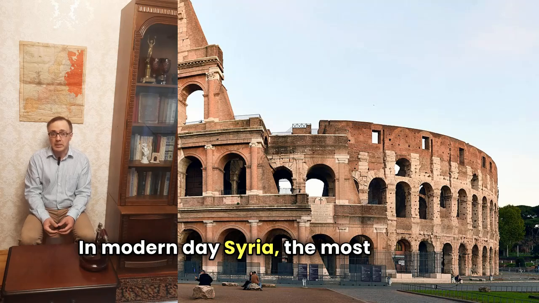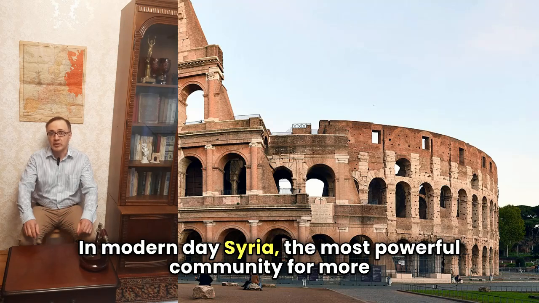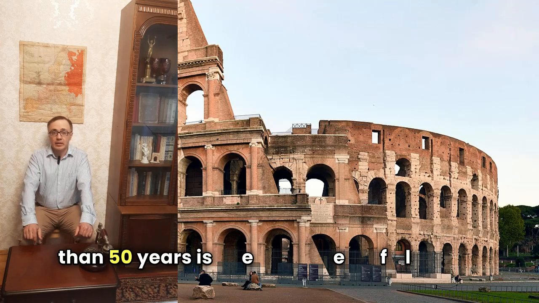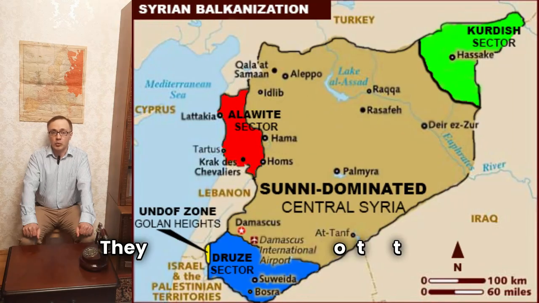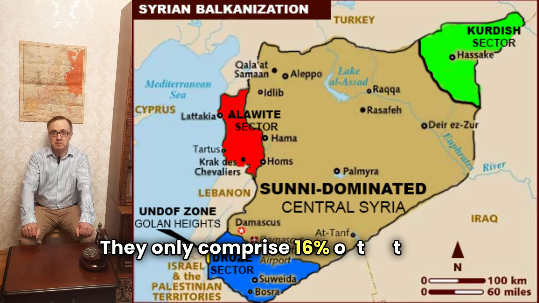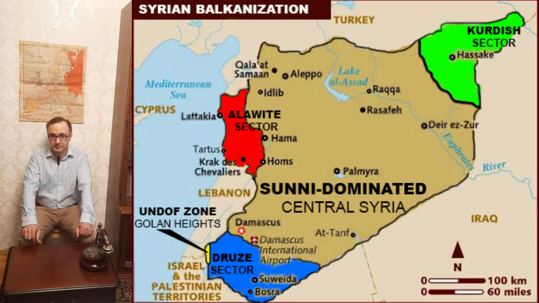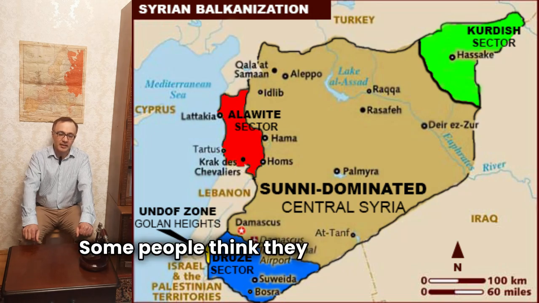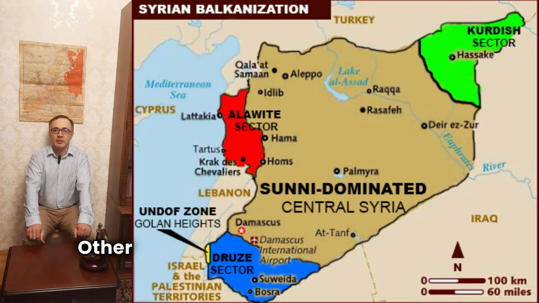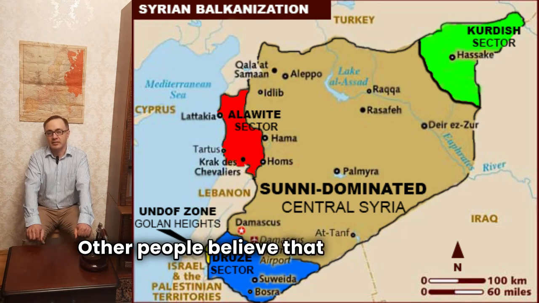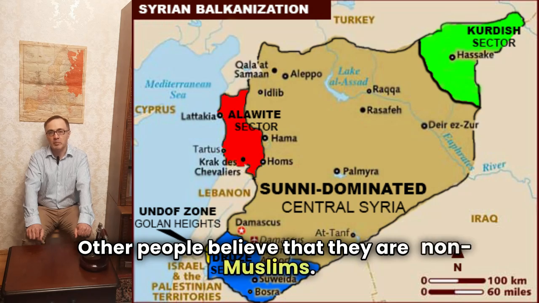In modern-day Syria, the most powerful community for more than 50 years is a religious sect of Alawites. They comprise only 16% of the total population. Some people think they are part of Shia Islam. Other people believe that they are non-Muslims.